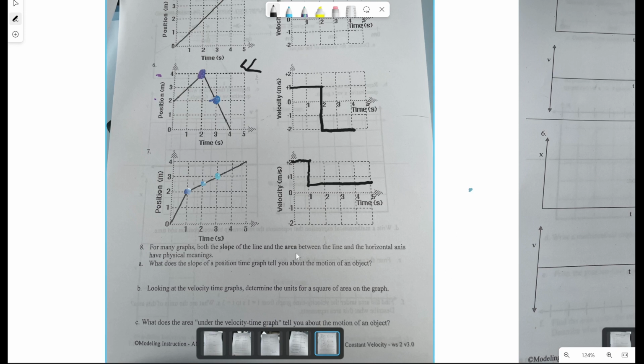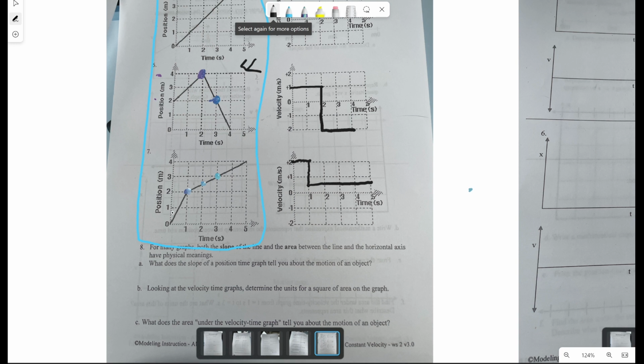For these questions right here, for many graphs, both the slope of the line and the area between the line and the horizontal axis have physical meanings. What does the slope of a position time graph tell you about the motion of an object? So in this case, he's talking about these position time graphs. And we just talked about that in our last problem. So if you want to pause and think about it, go ahead.